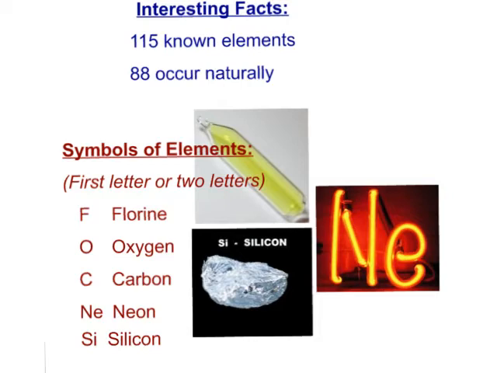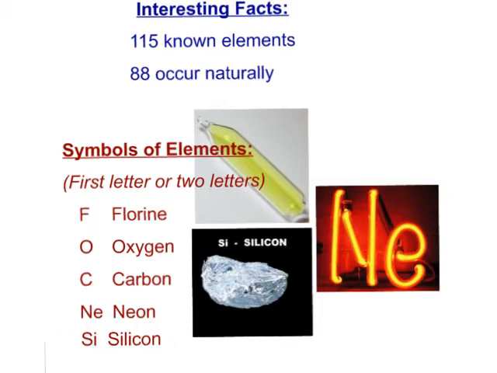And symbols of the elements are something that you definitely need to be aware of and that you need to know. Here are some of the elements that are named and their symbol is after their name and after the first letter or first two letters of their name. So, for example, fluorine. For that element, we just have a capital F. For oxygen, it's just a capital O. For carbon, capital C. Neon gets a capital N and a lowercase e. Silicon gets a capital S and a lowercase i.